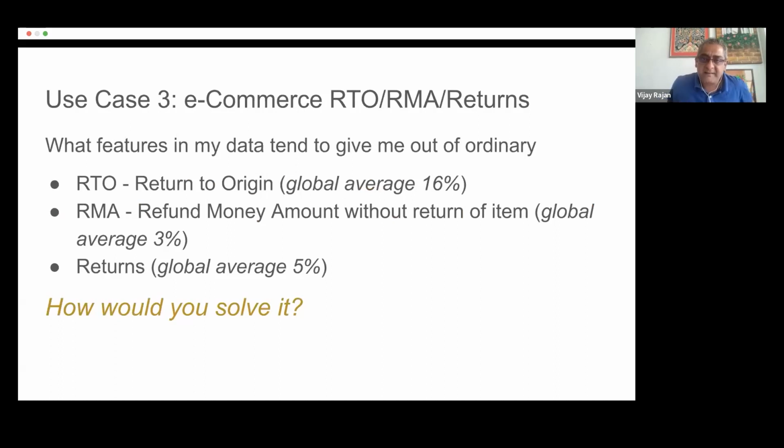In my startup, we got data from e-commerce companies, and there were things like RTO, RMA, and returns. RTO is basically a return to origin. The global average is 16%. And I'll explain RTO again. Somebody places an order, and the order comes to the doorstep, or the address is false, or anything that does not get the order delivered, and then it returns back to the warehouse or to the seller.